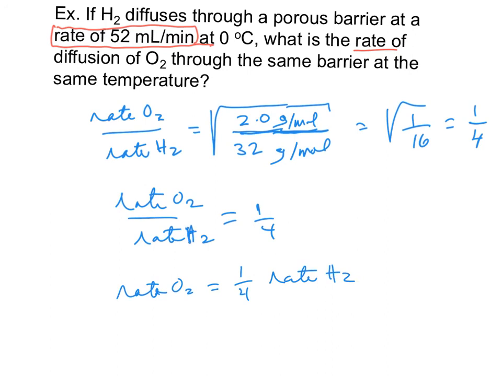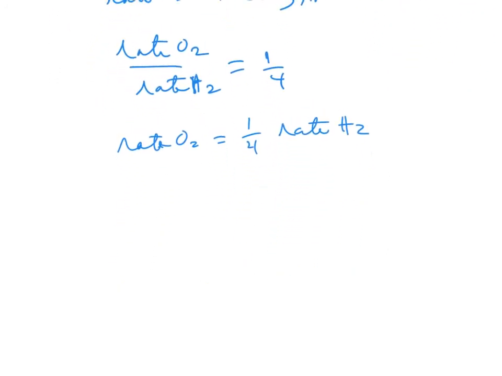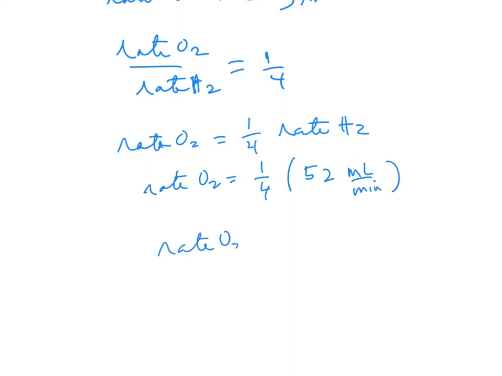That makes sense because hydrogen's moving fast. Oxygen will move at 1/4 the rate of hydrogen because it's heavier, right? And so now you can just plug it in. You've got the rate of O2 equals 1/4 the rate of hydrogen, which is 52 milliliters per minute. And so the rate of O2 is equal to 13 milliliters per minute. All right, that's how you do that problem.